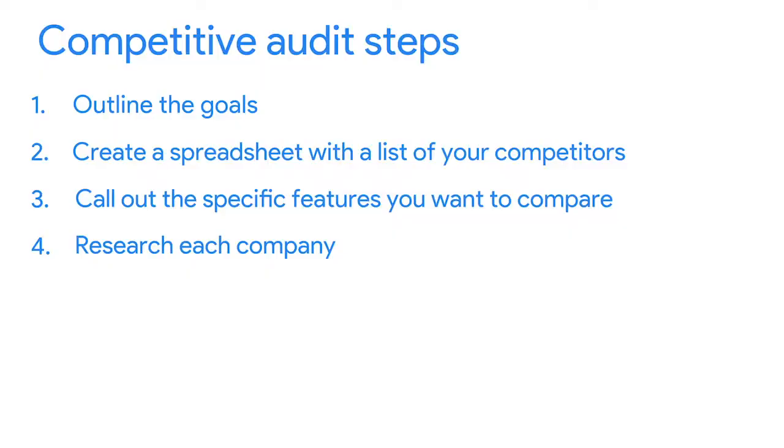After you've collected all the information in your spreadsheet, it's time for step 5. Analyze your findings. Try to spot trends and themes. Ask yourself, what are the similarities between you and your competitors? Is there a certain feature that your competitors all approach in the same way?